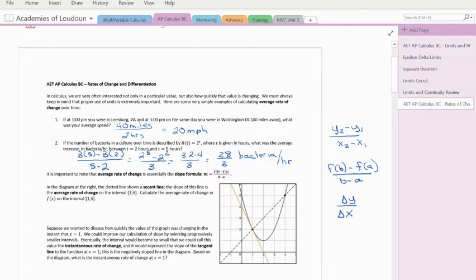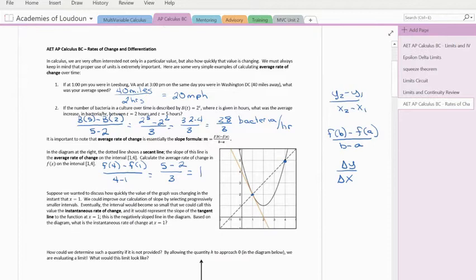So in the diagram at the right, the dotted line shows a secant line. The slope of this line is the average rate of change from point 1 to 4. So the average rate of change is going to be f of 4 minus f of 1 over 4 minus 1, which gives me 5 minus 2 over 3, so our slope is 1.